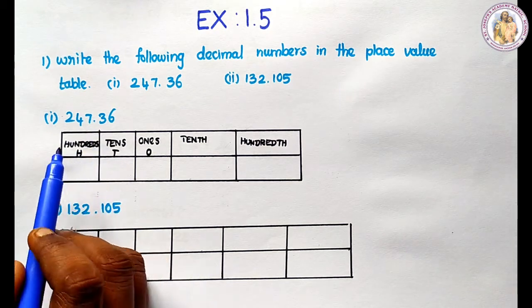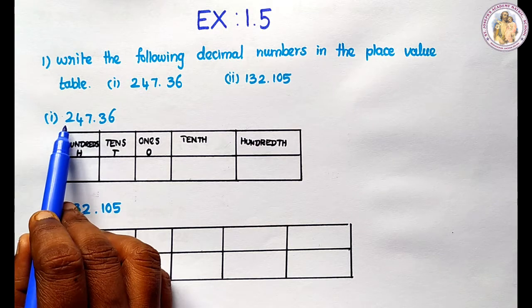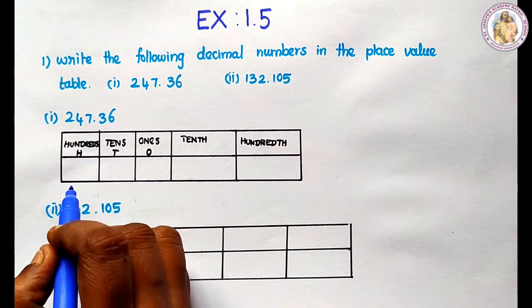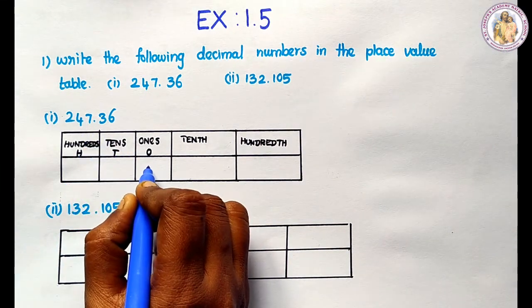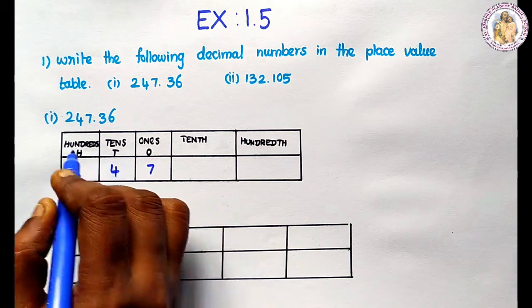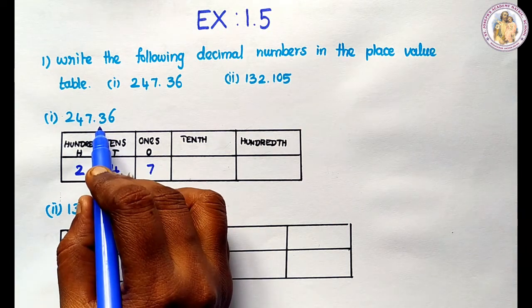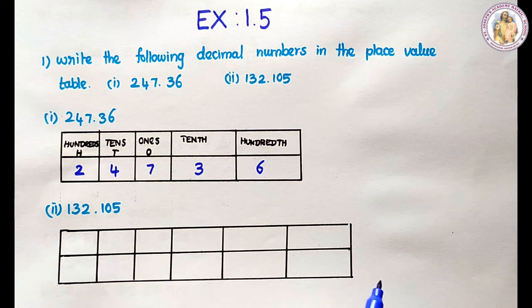Listen here. First one, 247.36. These are the whole numbers, so ones, tens, hundreds. Here, tenth, hundredth. So write in the table. Ones place is what? 7. Tens place 4. Hundreds place 2. Tenth place is 3. Hundredth place 6. So that is the answer.